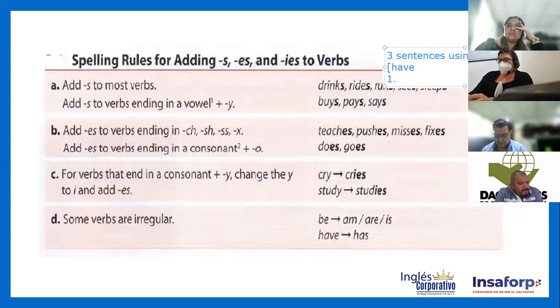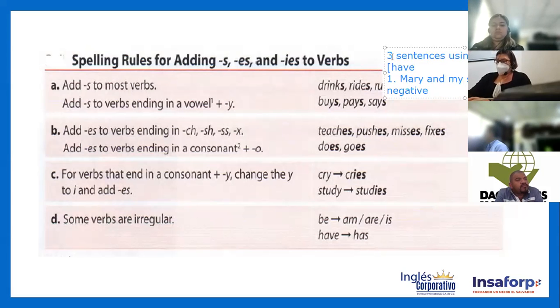Okay. En la primera, quiero que escribamos una oración utilizando el sujeto María, Mary, and my sister. La vamos a hacer en negativa, utilizando the verb have. Okay, escribámosla en el chat box, please, that sentence. Mary and my sister. Vamos a utilizar el have, pero en la forma negativa. ¿Cómo nos puede quedar that sentence? Por ejemplo, Mary and my sister no tienen, right? No tienen mis llaves. No tienen mi carro, no tienen casa. So, ¿cómo nos puede quedar that sentence?